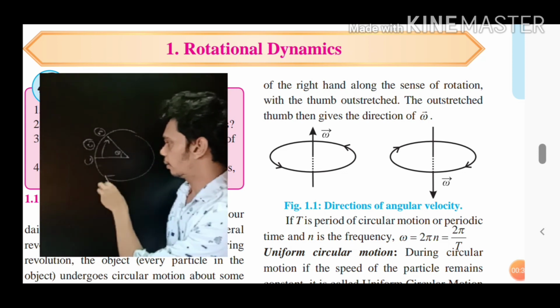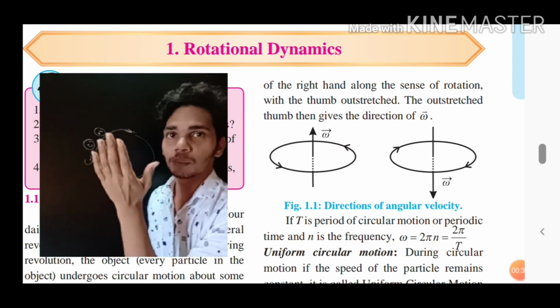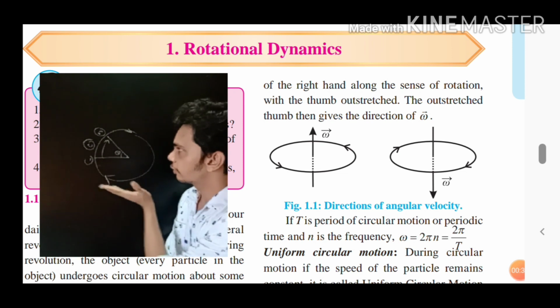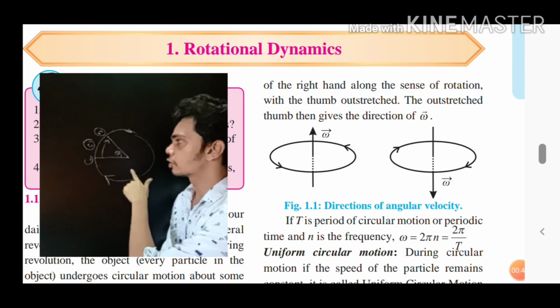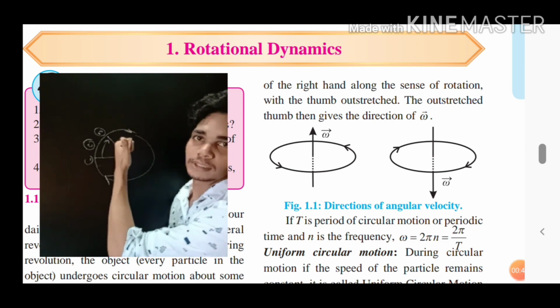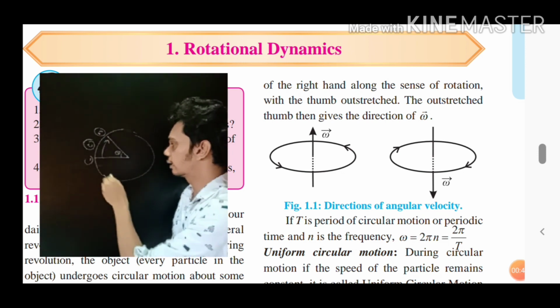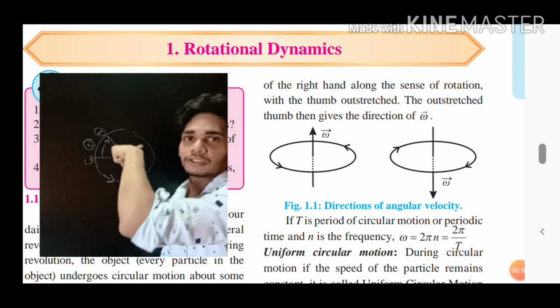We have to consider that. Suppose I'm drawing a circular path like this, so we have to show it by the hand. If the direction is like this, then curve your finger like this, and you will get the direction. So in this case, what is the direction of the angular velocity? It is outwards, it's coming outwards. If the direction I'm drawing is like this, going like this, then the direction is inward.